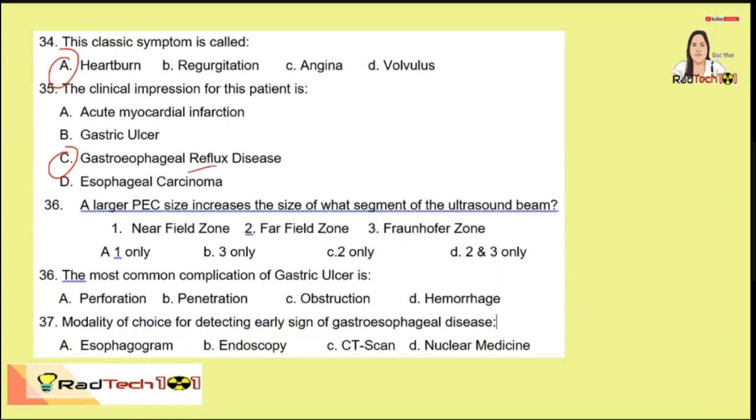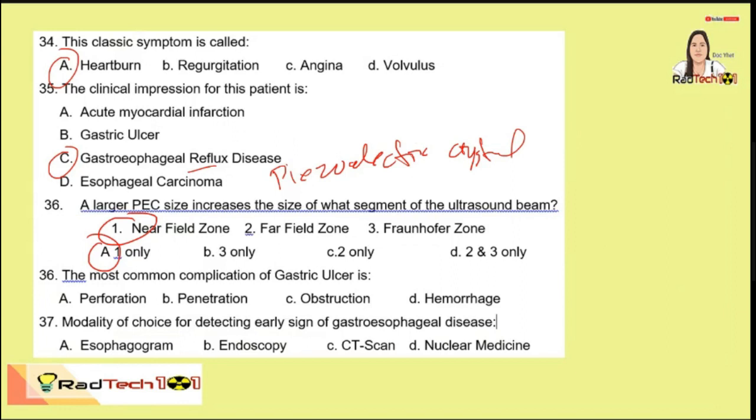36, so a large piezoelectric crystal. So PEC is piezoelectric crystals. Increases the size of what segment of the ultrasound beam. So it increases the near field zone. So kapag malaki yung ating piezoelectric crystal, it also increases the Fresnel zone or the near field zone. So far field and Fraunhofer are the same.